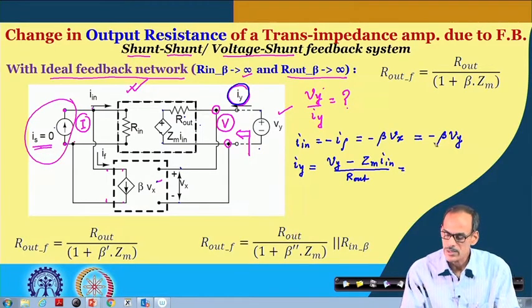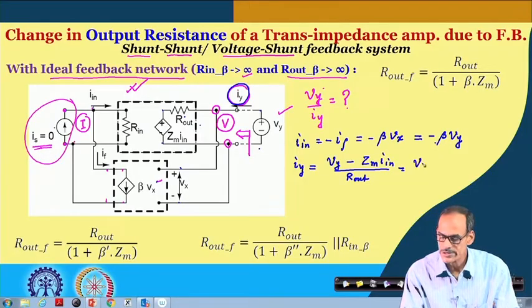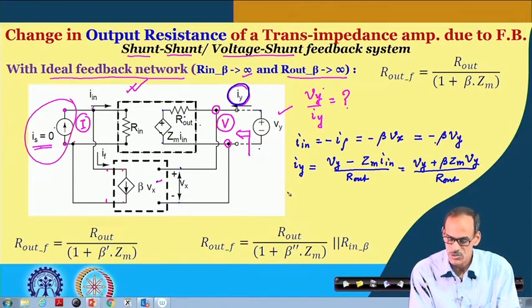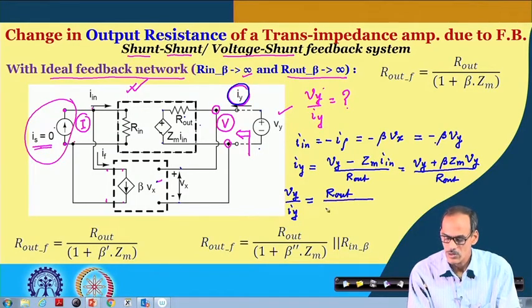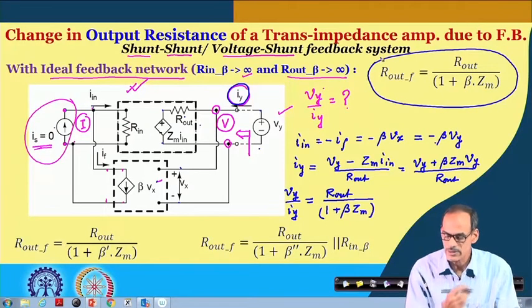And I in, its expression is given here. So, we can say this is V y minus, and minus is getting plus. So, we do have V y plus beta into Z m into V y divided by R out. We can rearrange this equation to get the expression of V y by I y, that is equal to R out divided by 1 plus beta into Z m. So, this is the expression of R out, it is given here.